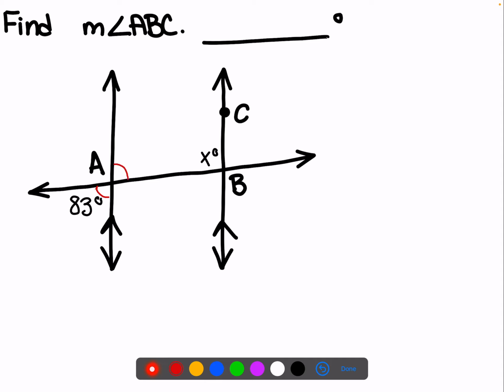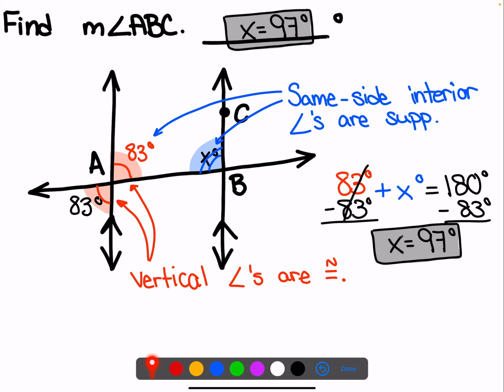However, I know that this angle on the other side will be equal to 83 degrees as well, because vertical angles are congruent. Now, the relationship between this angle, 83 degrees that we just found in red, and angle X is that they are same-side interior angles. And I know same-side interior angles are supplementary. Anything same side is. So therefore, I can say 83 degrees plus X degrees equals 180. So X is equal to 97 degrees, which means the measure of angle ABC, which is angle X, is equal to 97 degrees.